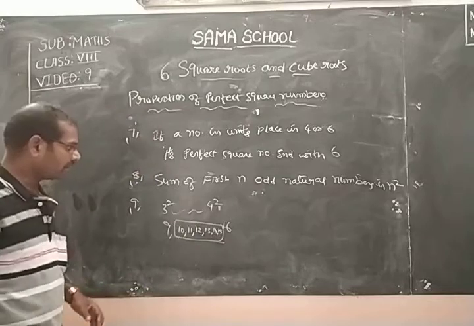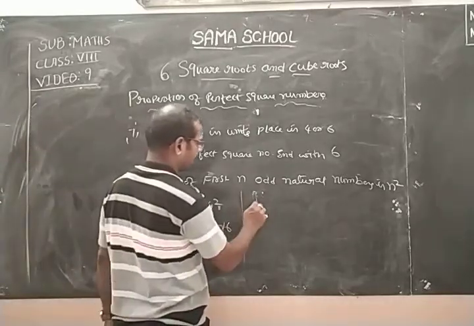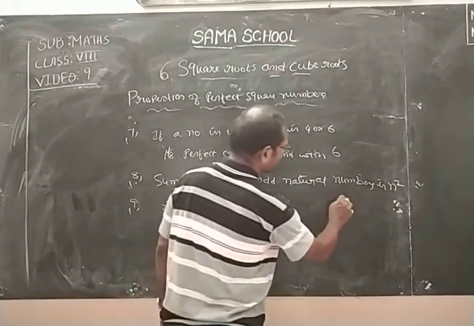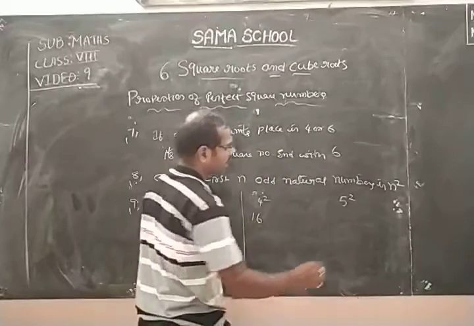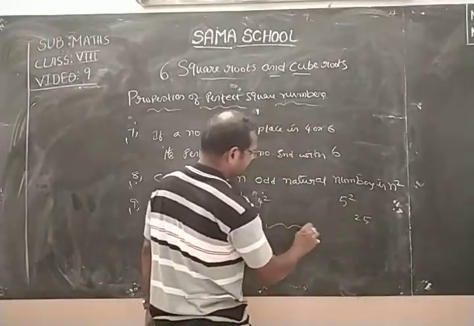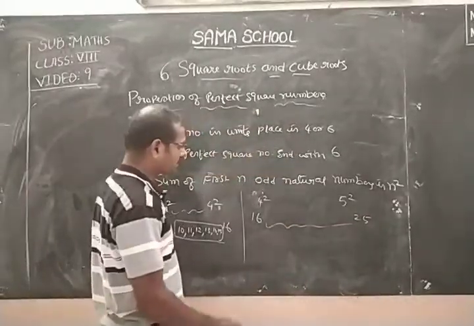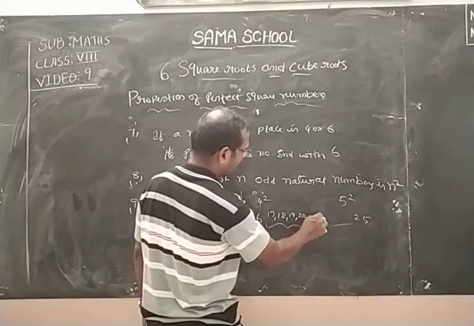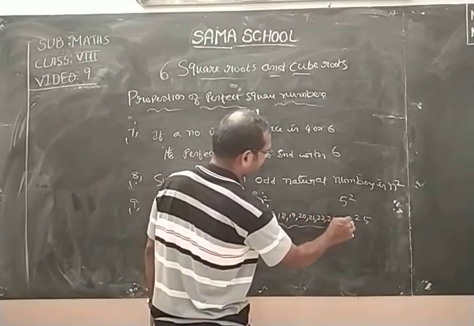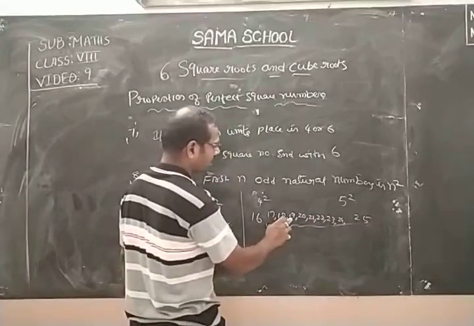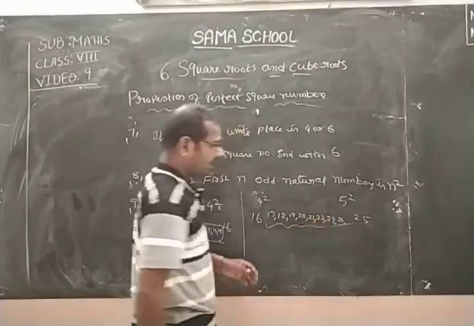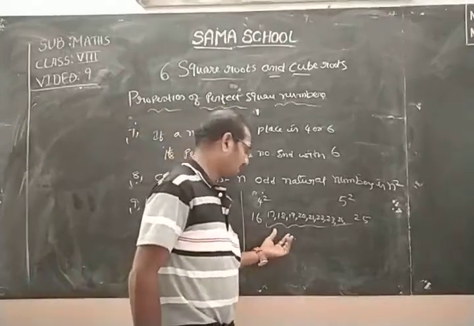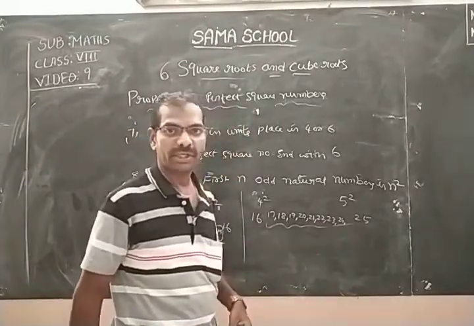How do you find it? Suppose I want to take a small number, 4 square and 5 square. 4 square means 16, 5 square means 25. How many non-perfect squares are between these two numbers? Here 17, 18, 19, 20, 21, 22, 23, 24, that's all. How many are there? 1, 2, 3, 4, 5, 6, 7, 8. When the number increases, it is very difficult to write all the numbers, and counting is very difficult.